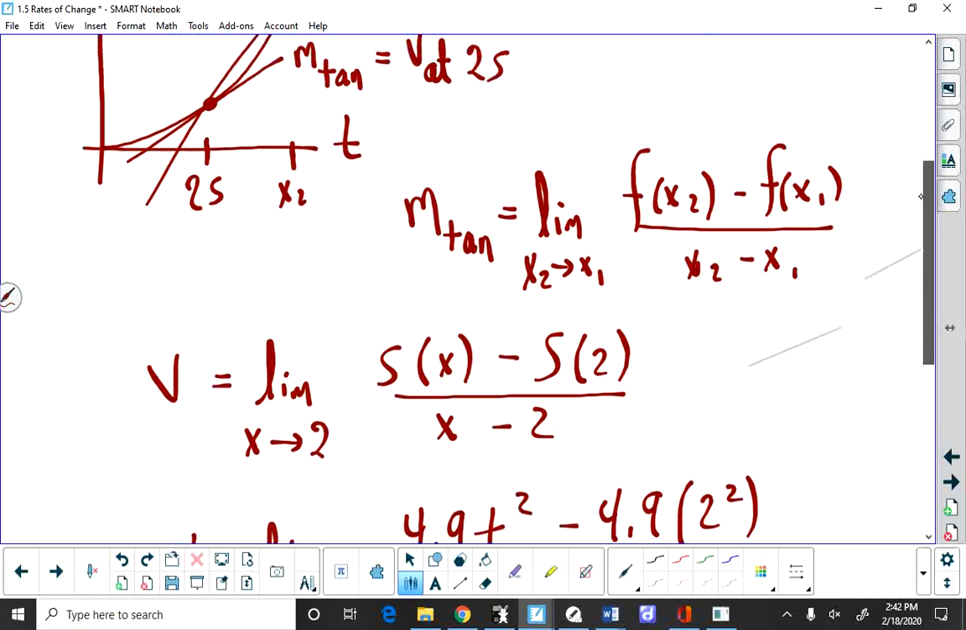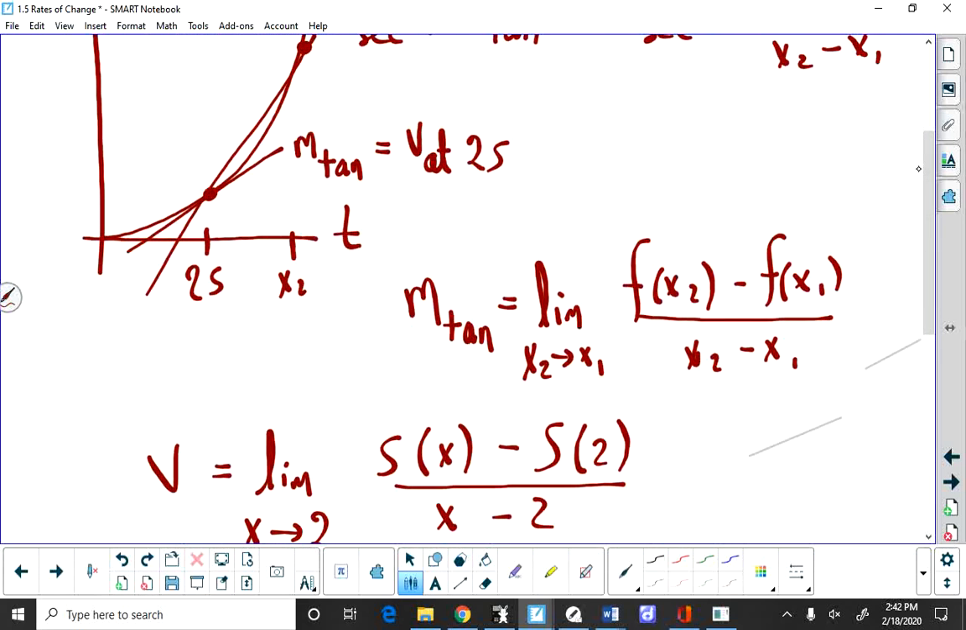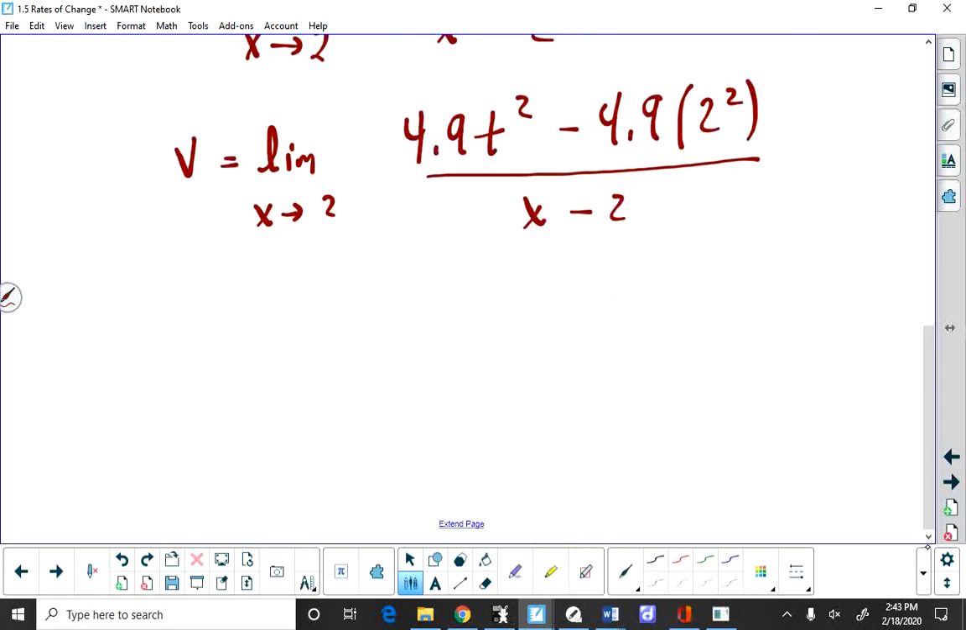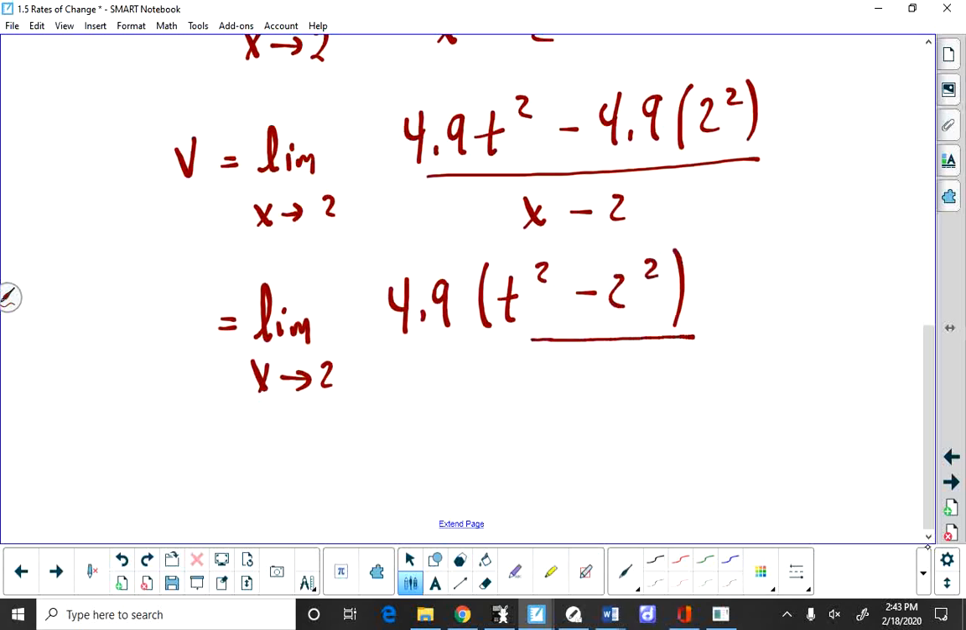So this could be f of t2 minus f of t1 over t2 minus t1. It depends on what you're talking about. You don't have to do that, though. So if I factor out a 4.9, I'm left with t squared minus 2 squared, which is the difference of squares. Now I got t, jeez. X squared minus 2 squared, and it's over x minus 2. So that x squared minus 2 squared factors into x plus 2, x minus 2.